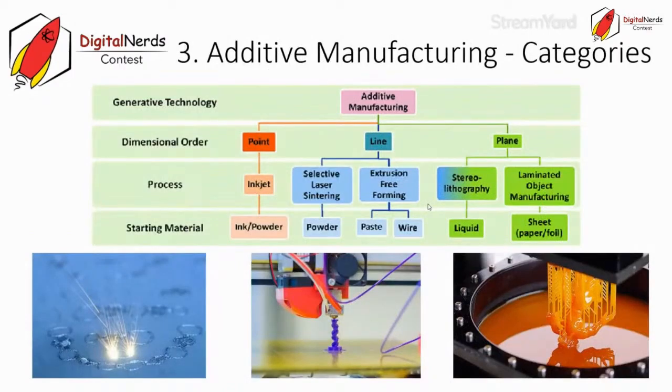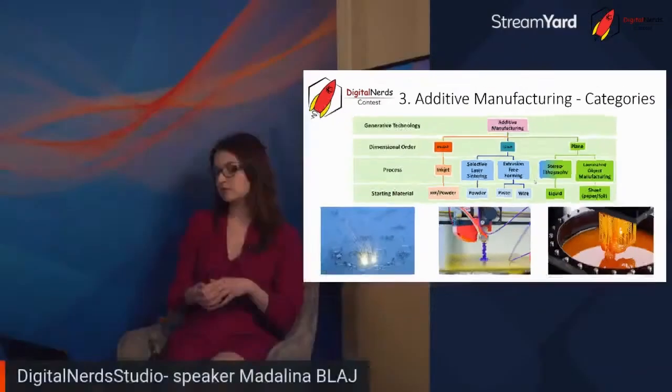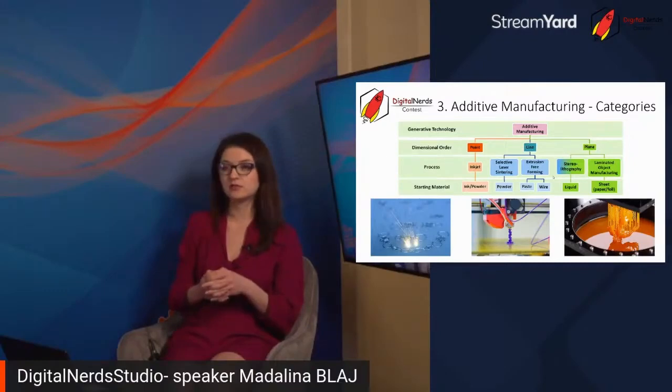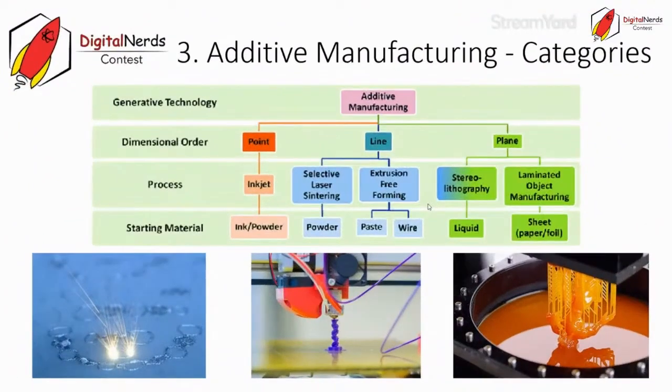Okay, but here now I want to discuss also the categories of additive manufacturing. And here I presented the most important categories, processes. And here I want to point out inkjet, which is the first additive manufacturing method which was invented. After that, one of the most used additive manufacturing methods in the aerospace industry, which is selective laser sintering or melting. And after that, one of the most affordable and most known 3D printing methods, extrusion free forming, widely known as FDM.